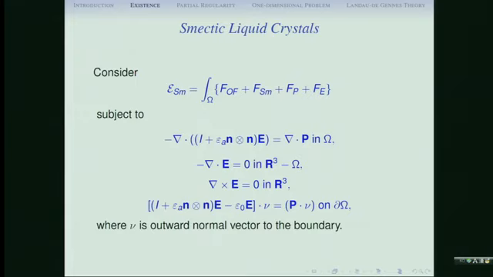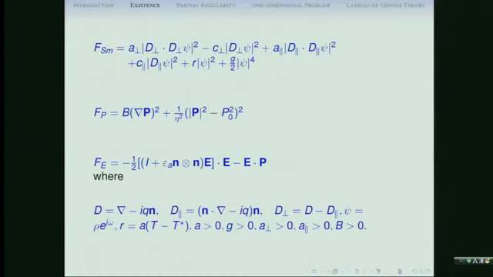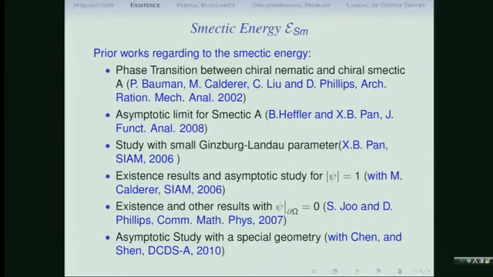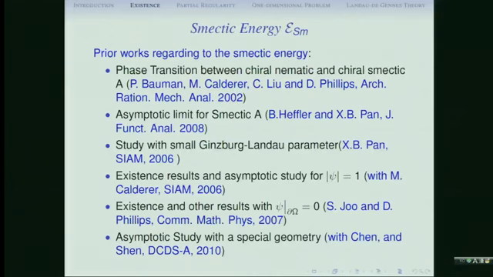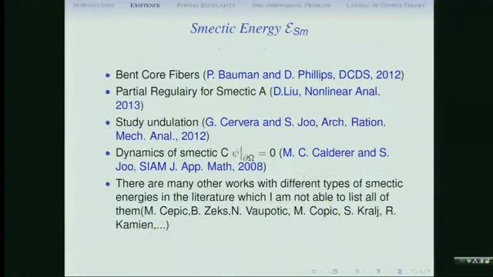Okay, now I'm going to move on to smectic liquid crystals. And here's the smectic energy I already mentioned. Okay, I just rewrite it to show. And then here is some work done in the PDE setting, work related to smectic energies. So you can see some more papers. Okay, I'm not going to discuss this one. So there are some other works too.